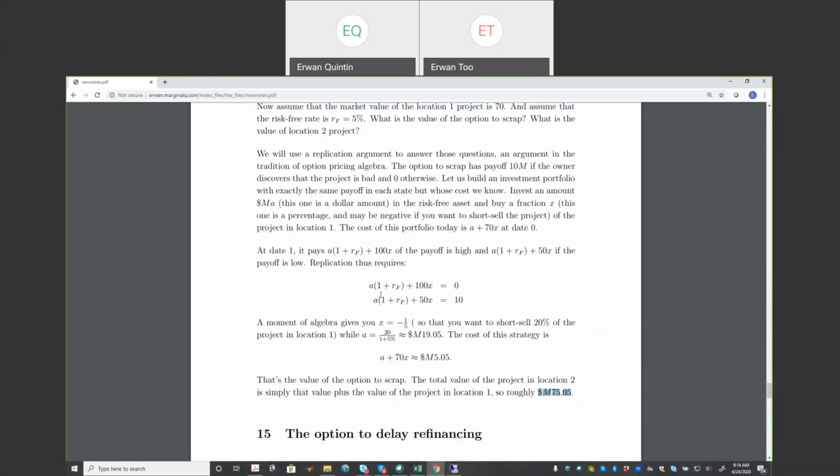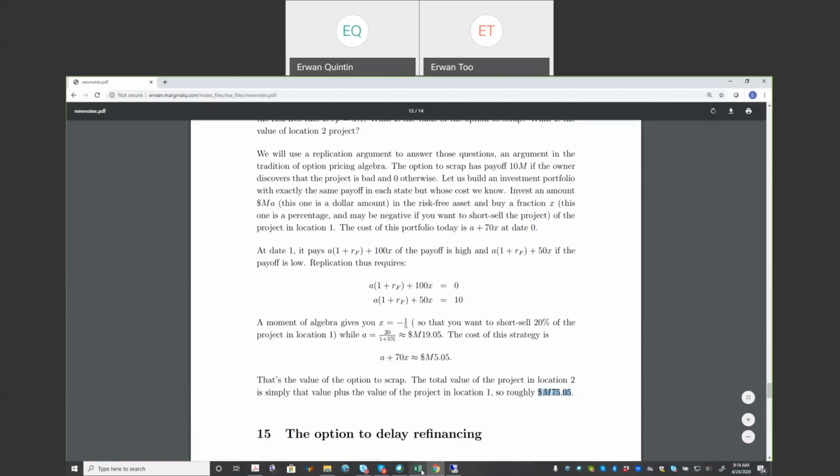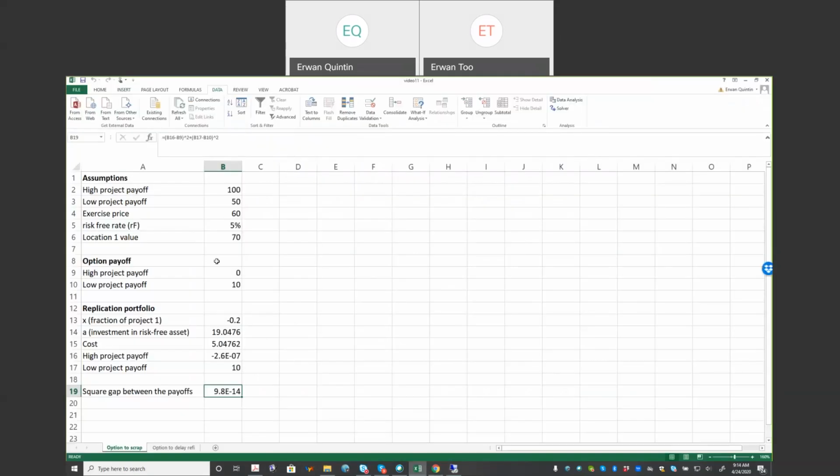And when we work on the exam version of this problem, you will see that, personally, I find algebra easier to use to solve those problems. You will see it here. It just takes a moment of algebra. It's really not difficult. But still, it's good to do Excel to illustrate numerically what is going on.